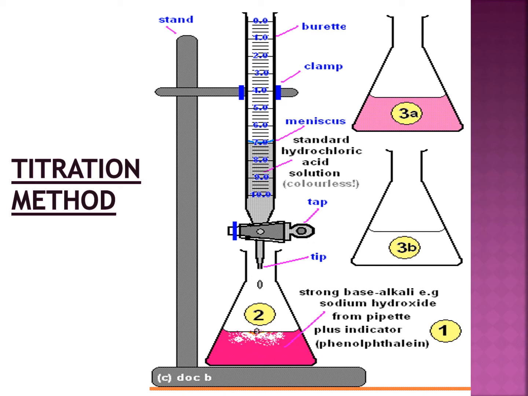The end of the titration is called the end point and is reached when the color of the indicator in the alkali changes. At this point, neutralization has occurred and a salt and water is formed.